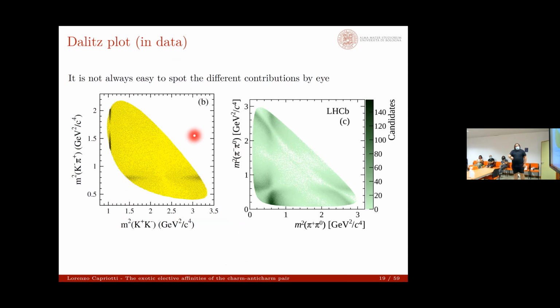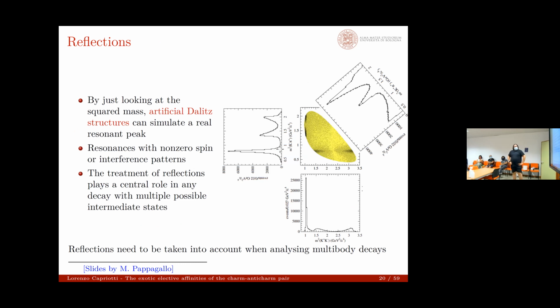In this case, it's a bit of a mess, so you can have many different contributions. You can have interference between different states. So it's not always clear by eye. And the important thing is that these contributions can actually simulate real resonant peaks where there are actually no resonances. So for instance, this is the D to KK pi decay. And if you have a look at the K plus pi plus invariant mass, you actually see two peaks. So these are not actual resonances. This is what happens when you project the two bands of the phi, and you get two different peaks. Okay?